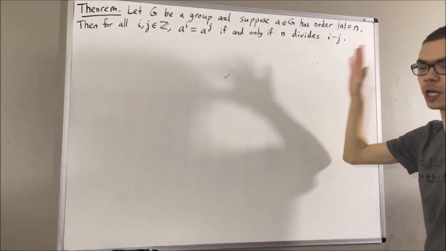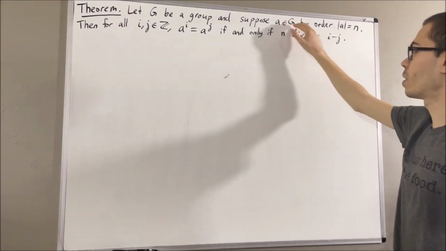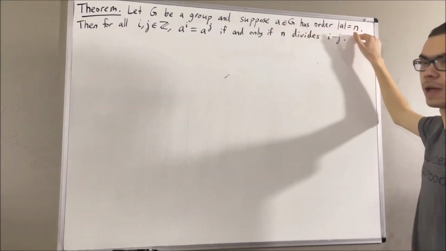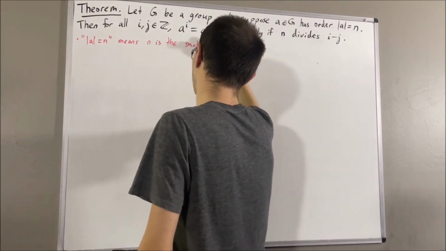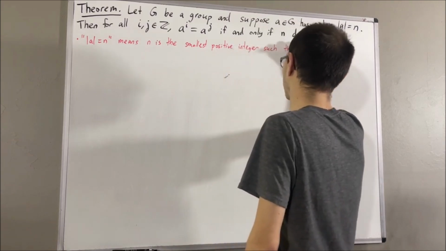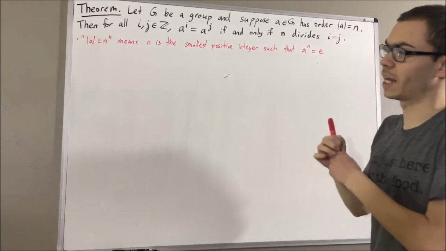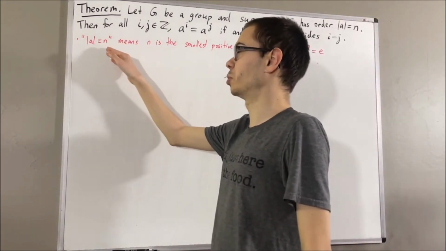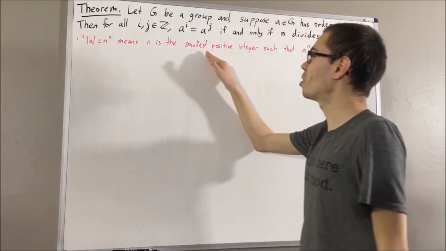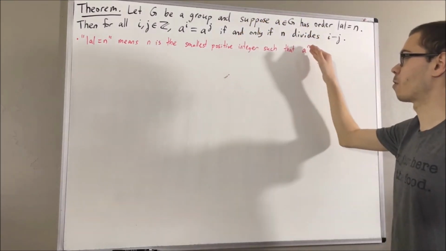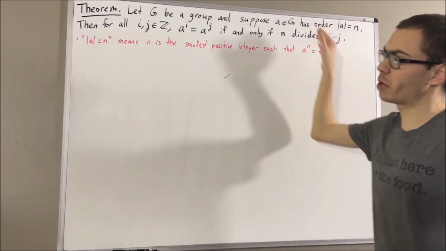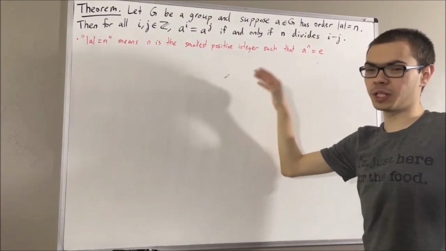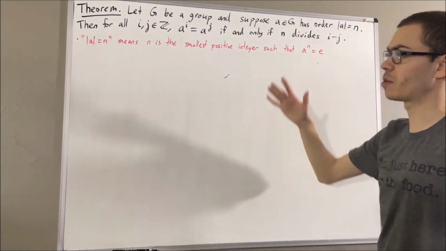Now let's first remind ourselves what it means for a group element to have a finite order n. Given a group element a, to say that the order of a is equal to n means that n is the smallest positive integer such that a to the power of n is equal to the identity element of the group. Now, in proving this theorem, we are also going to be using the division algorithm, which tells us the following.